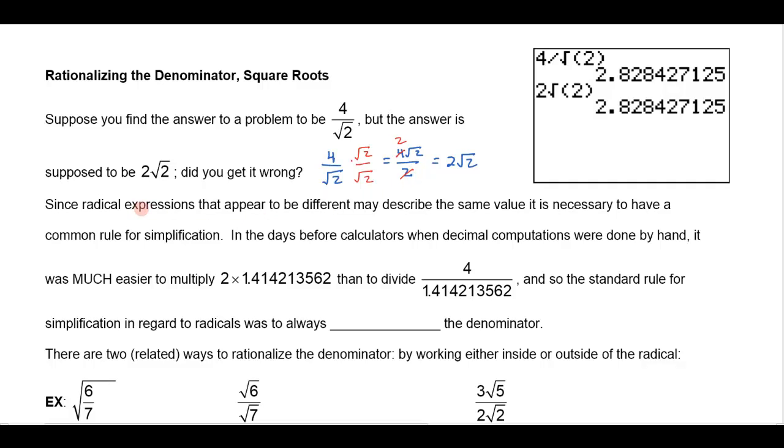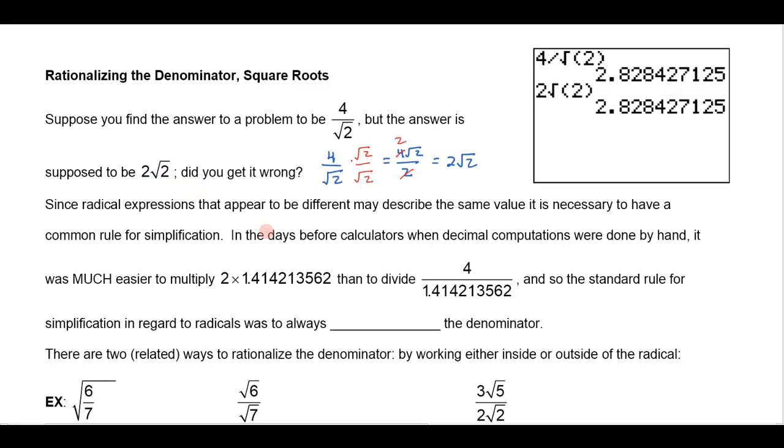But since radical expressions that appear to be different may describe the same value, it's going to be necessary to have a common rule of simplification so that one student doesn't get this answer and another student gets this answer, and maybe they think they have the wrong answer.